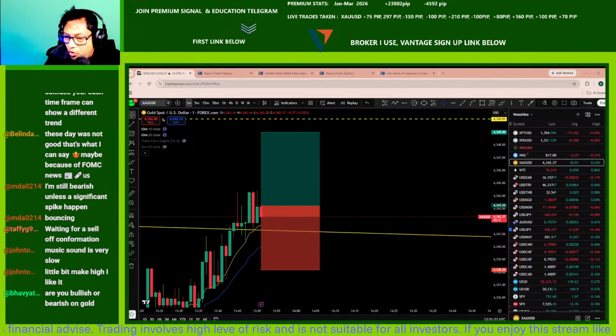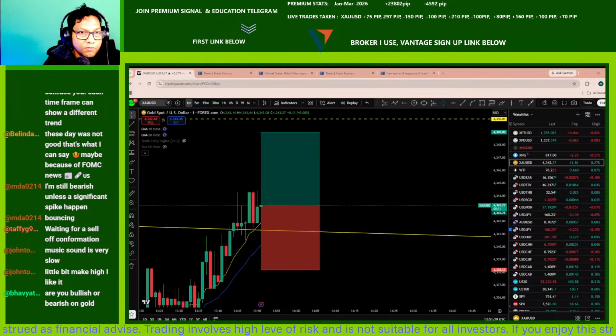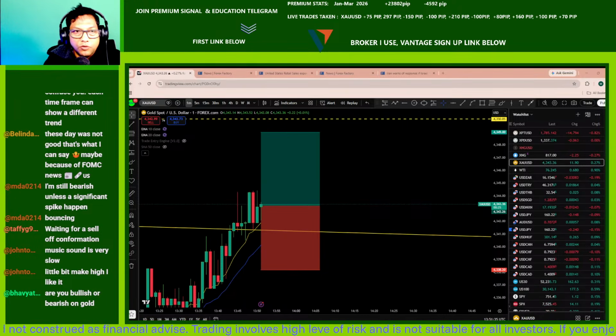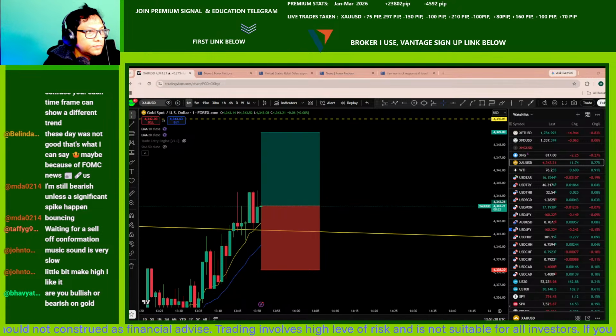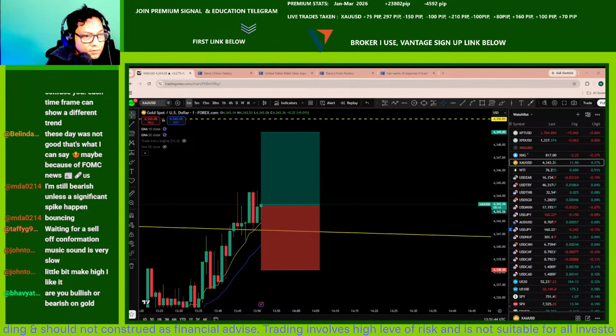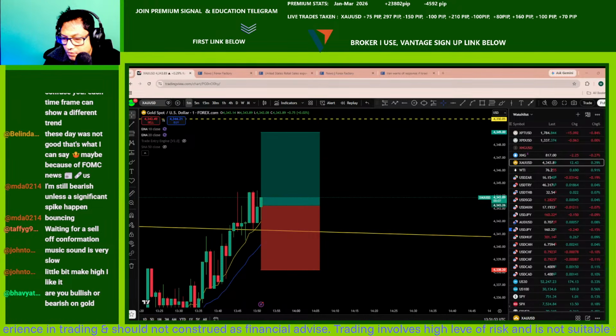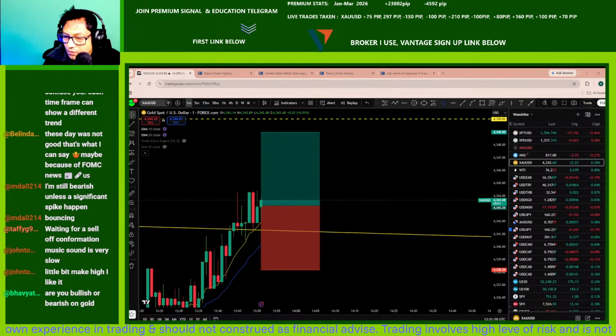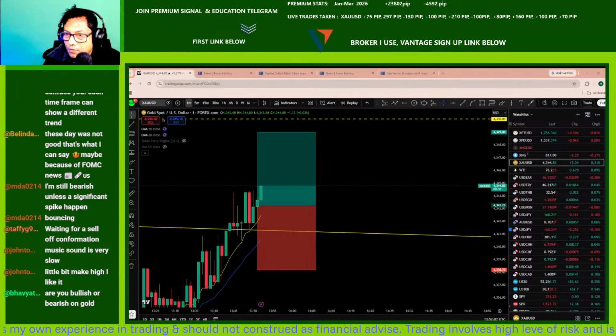Stop loss placed at 4338.20, which is less than 50 pips. And the TP target was set here at 4349. So I might close it very shortly. It's a very quick trade.